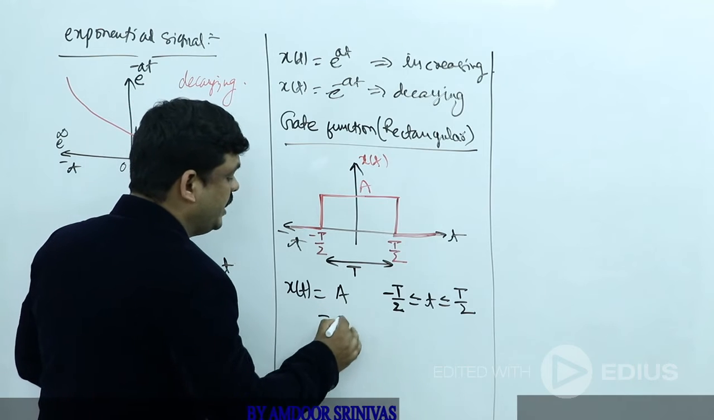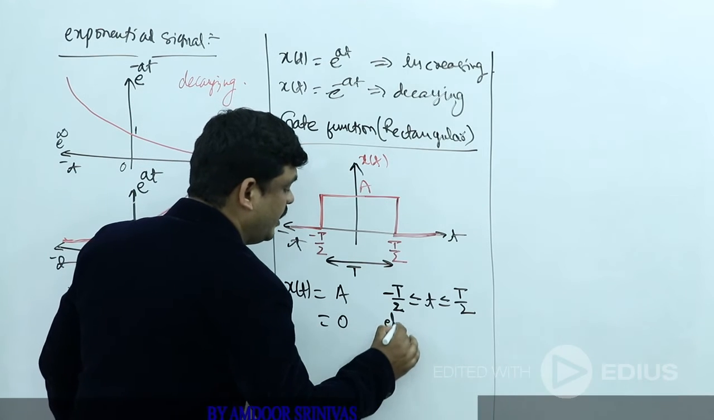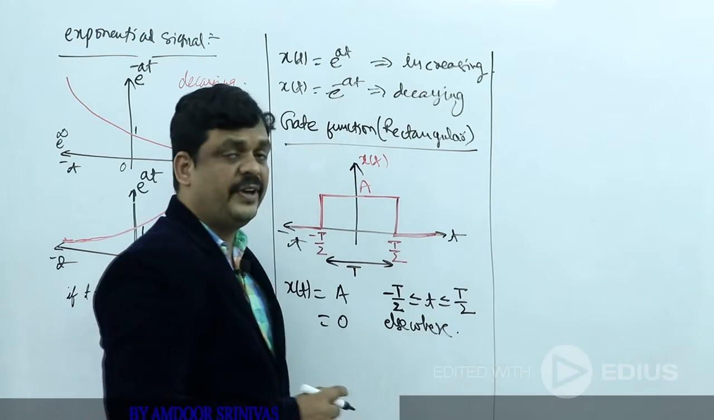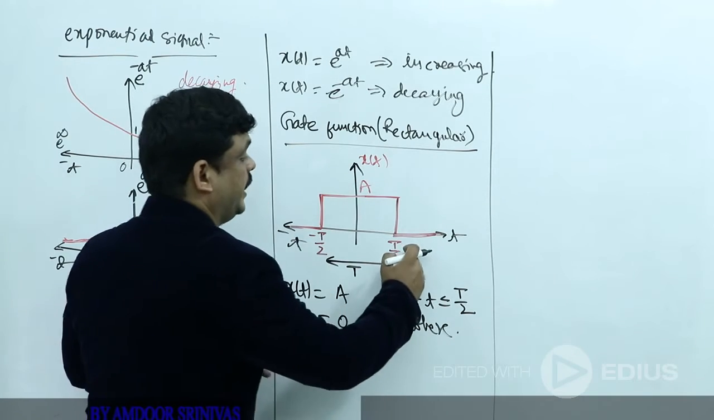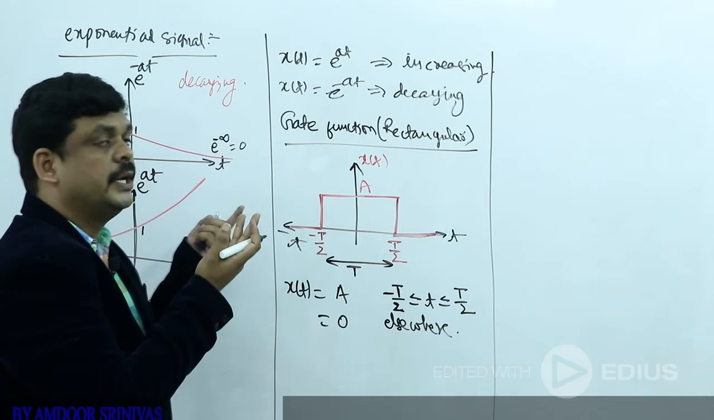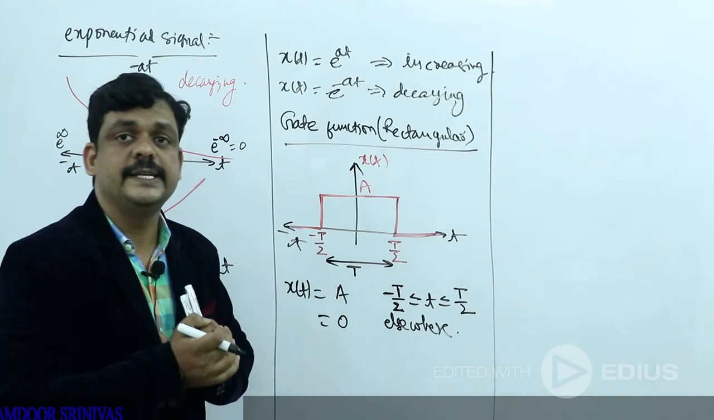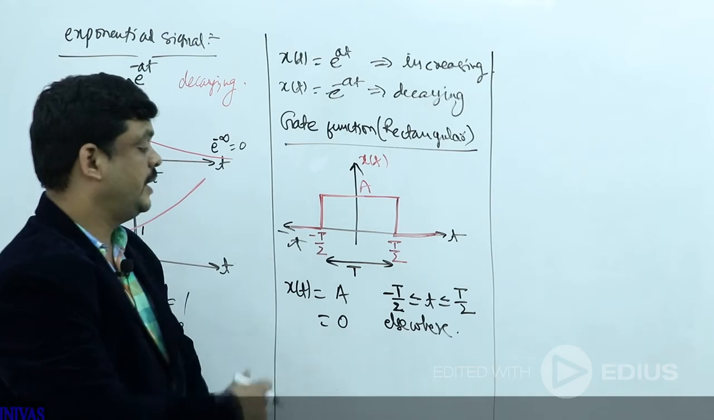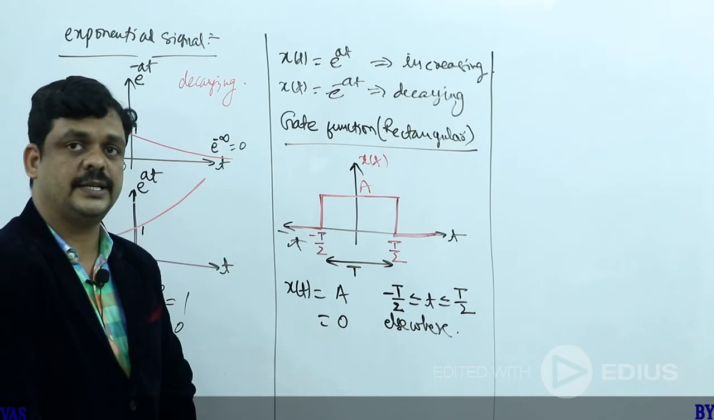The remaining time period it should be 0, that's why I am writing here elsewhere. Elsewhere means other than this time period, greater than T by 2 and less than minus T by 2. Other than this time period, the signal is not defined, meaning the amplitude should be 0. This signal is called a rectangular signal.